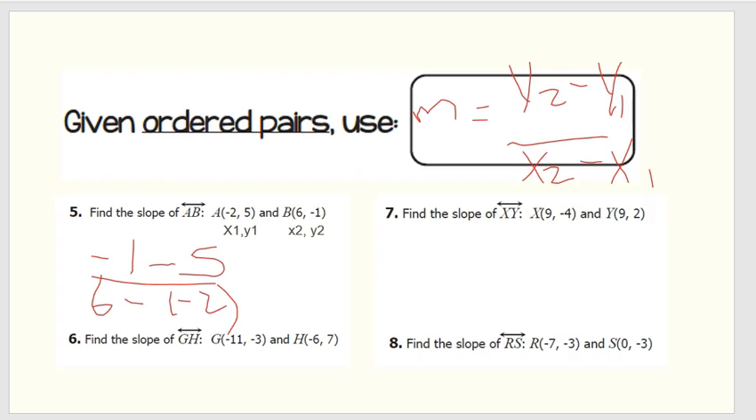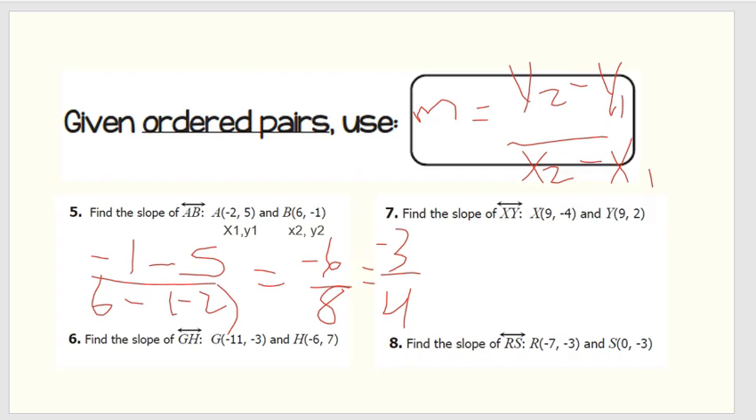Okay, so here's where your integer operations is very important. -1 minus 5 gives us a -6 on the top. And 6 minus a -2 gives us a +8 on the bottom. And then you would simplify that to be -3 over 4. All right? So what I'd like you to do is pause the video and then do number 7 on your own.